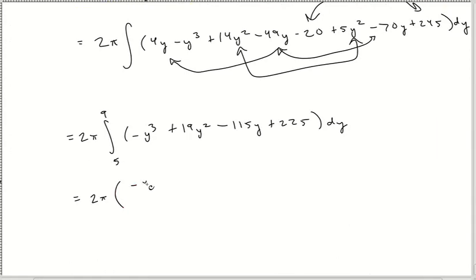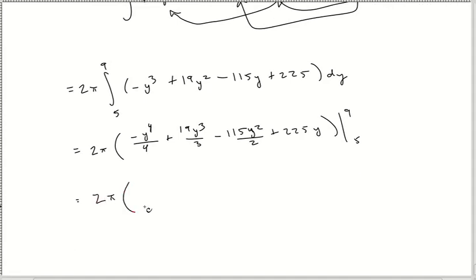So here we go. Negative y to the 4th over 4. I got 19y cubed over 3. I got 115y squared all over 2. And then I got a 225y from 5 to 9. Oh man, this is a big calculator thing. So I'm going to type in all this stuff slowly, and hopefully I get the right answer here. So power 4, divide by 4, and then plus 19, and then times my 9 cubed, divided by 3, minus 115 over 2 times the 9 squared, and then plus 225 times 9.